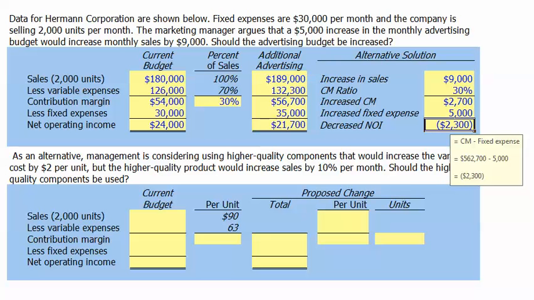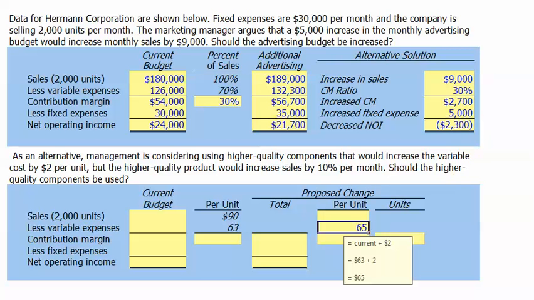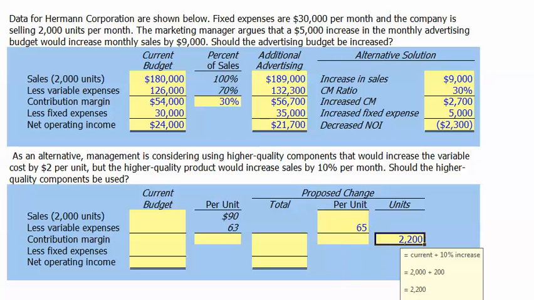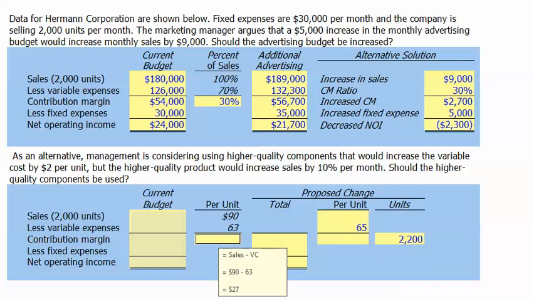A second alternative is also being considered by management, in which we would use higher quality components that would increase our variable cost by $2 per unit. So they would increase from $63 to $65. But this we would expect to increase our sales by 10% per month. So sales will increase from 2,000 to 2,200 units.